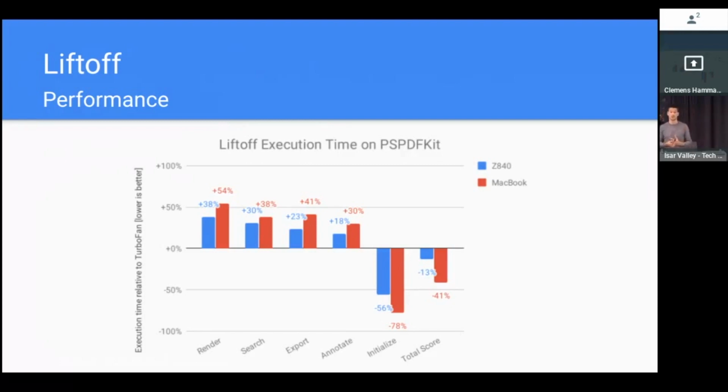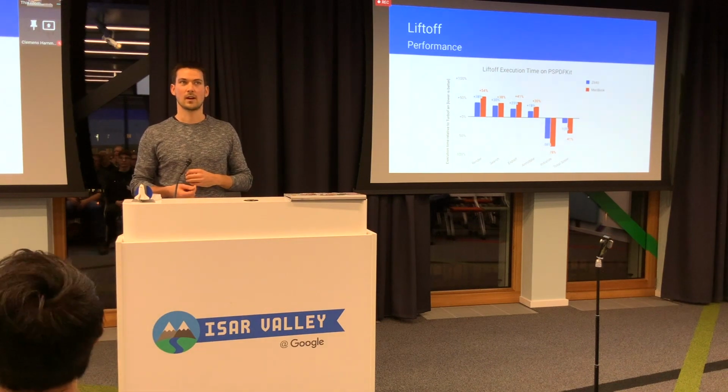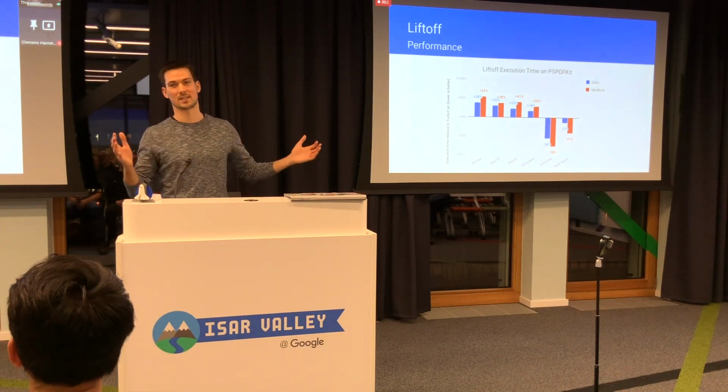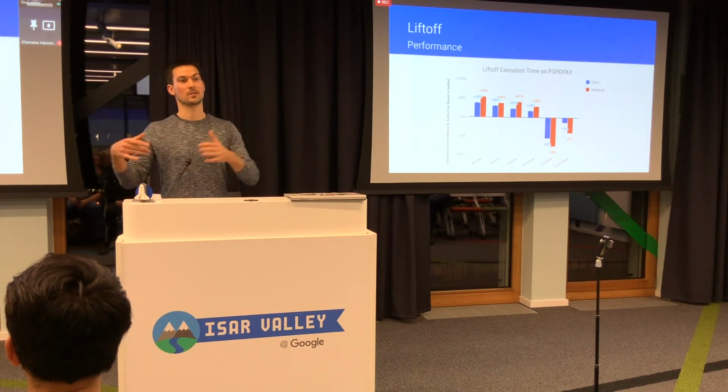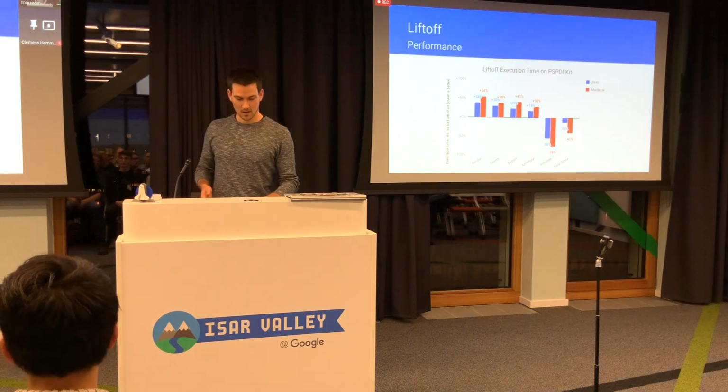And then the 5th number, the initialize number, measures how long it takes to instantiate a WebAssembly module. This is not only compilation, it contains a bit more, but still this number dropped by 56 on a desktop machine. Sorry, I didn't mention this: this is on 2 different machines. A Z840 is a big desktop machine, and a MacBook is a MacBook. The initialization time dropped by 60 to 80%. And even overall, the total score, which is just the sum over all these operations, so it executes all the operations and takes the total time, even that dropped significantly.